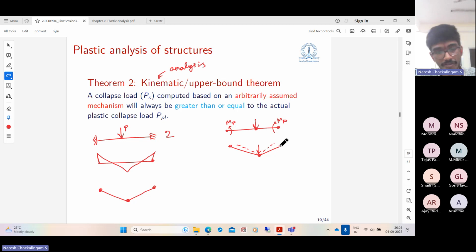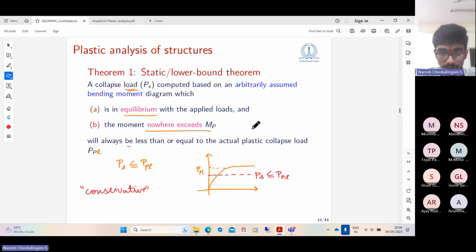You can enforce equilibrium, but you're not looking at the internal forces at all. You just assume it has already formed a mechanism, and then you find out at what collapse load this mechanism is formed. This estimate will always be greater than or equal to the actual plastic collapse load. So if you do using theorem 2, you will get what is called a P kinematic, which is greater than or equal to the plastic collapse load.